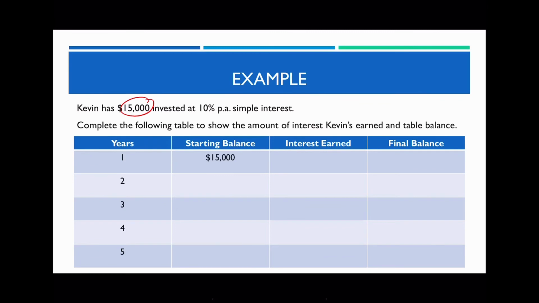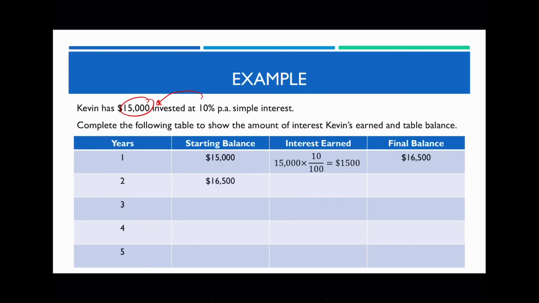The amount of interest that Kevin's going to earn for the very first year is 10% of what he initially invested. So 10% of 15,000 is therefore going to be 1,500. And therefore, to find out the final balance at the end of the year, it's going to be 15,000 plus the extra money he's earned through interest. So therefore, his answer is going to be 16,500. That will also be the starting balance of the second year.